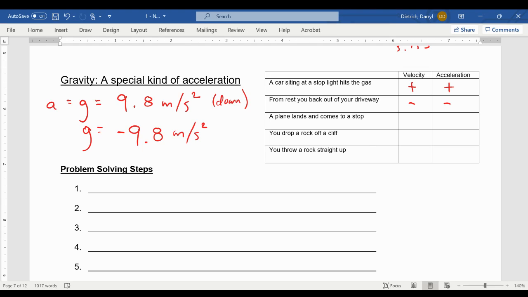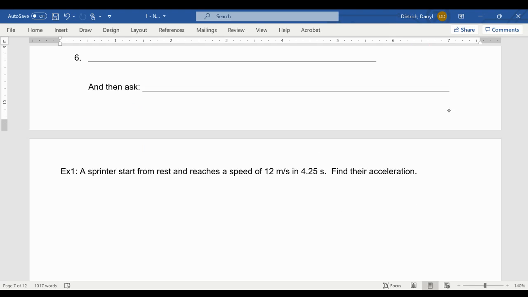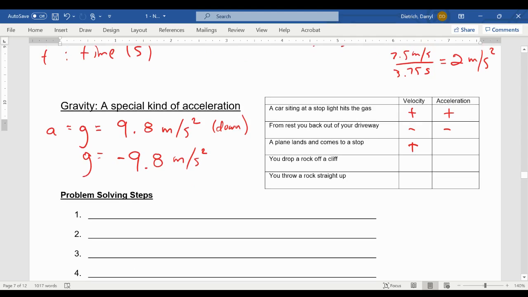Okay, so if a plane lands and comes to a stop, that velocity would be moving in the positive direction, but it would be slowing down. So the acceleration of this object would be negative. Okay, if you drop a rock off a cliff, it would move downwards. It would have negative velocity, but it would also be speeding up in the negative direction. So acceleration would be negative as well.